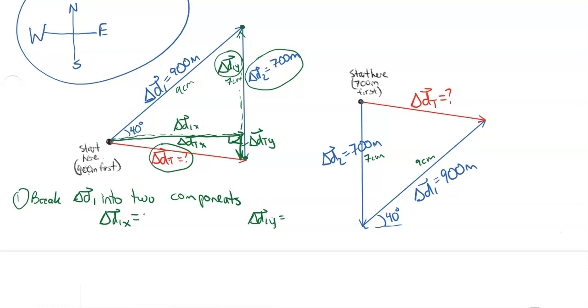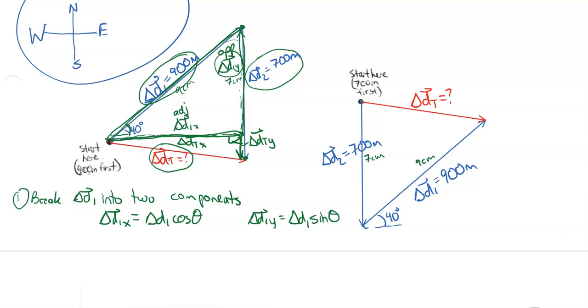Well, just like we did a minute ago when we broke a vector into components in the first question we took up, we're going to look at this and say, this is the triangle I'm solving right here. And let me go around over this again just to make it nice and clear. Delta d1x is the adjacent side to the angle. Delta d1y is the opposite side to the angle. If it's the adjacent side and we know the hypotenuse, that's going to be cosine. So it's delta d1 cosine of the angle. In the delta d1y case, it's the opposite side, hypotenuse and opposite, that's going to be sine. So it's delta d1 times sine of the angle.